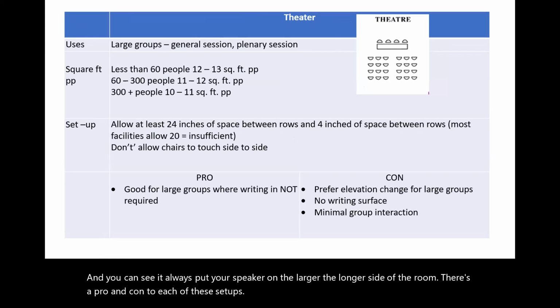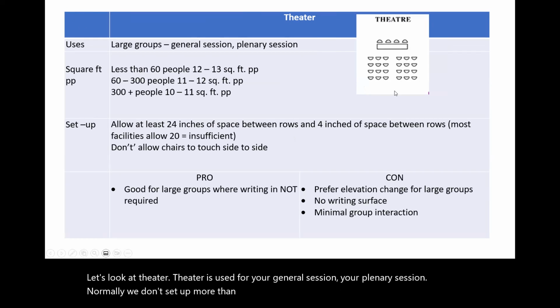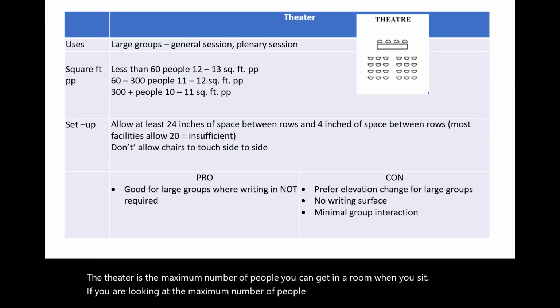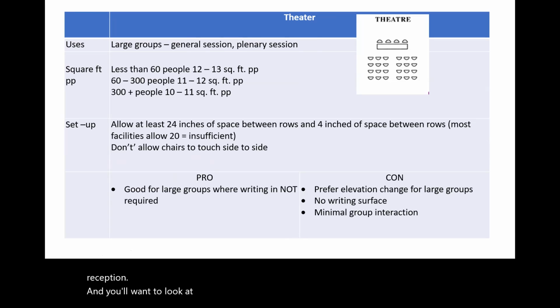Let's look at theater. Theater is used for your general session, your plenary session. Normally, we don't set up more than 14 chairs without an aisle, and even that is a lot. The theater is the maximum number of people you can get in a room when you sit. If you are looking at the maximum number of people without chairs, then you're looking at a reception. And you'll want to look at these pros and cons because I believe they're on the quiz.